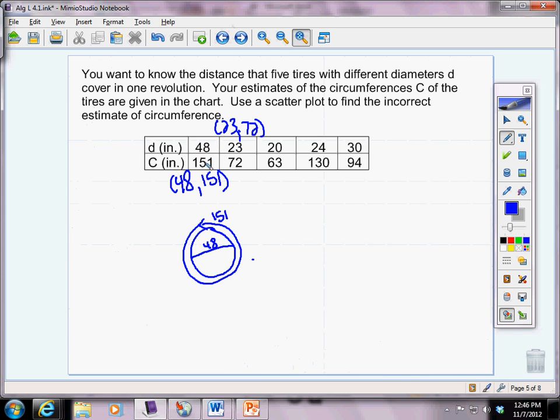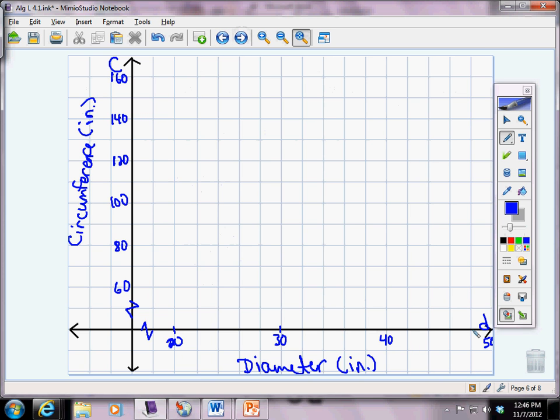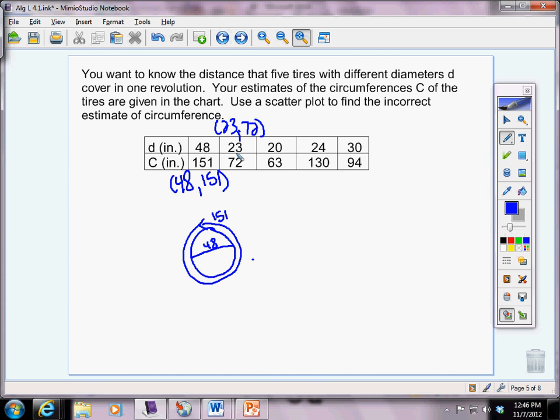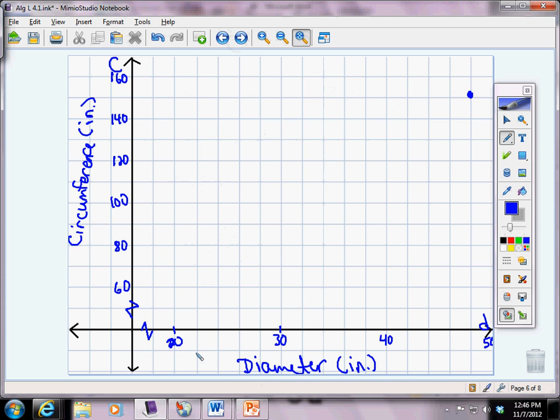So we plot the points. The first point we have to plot is 48, 151. So 48 is going to be over here, and 151 is going to come all the way up. Here's 150, so it's going to be just past that. And you just put a dot there. Our next point is the point 23, 72. So 23 is going to be here, 72 is going to be right in here.